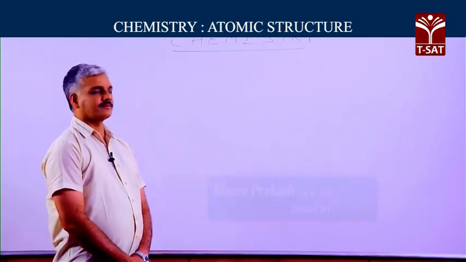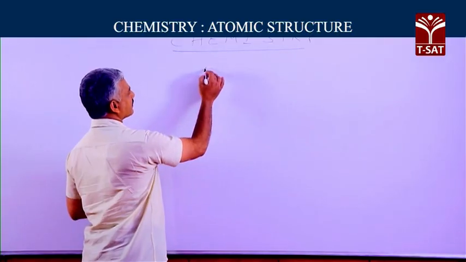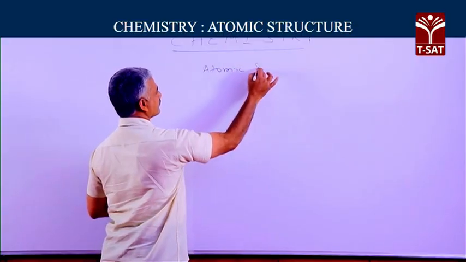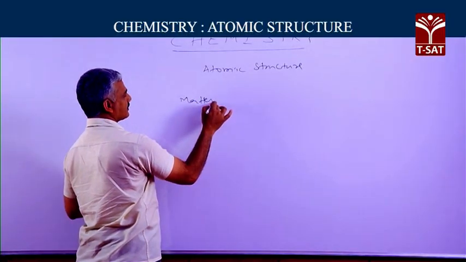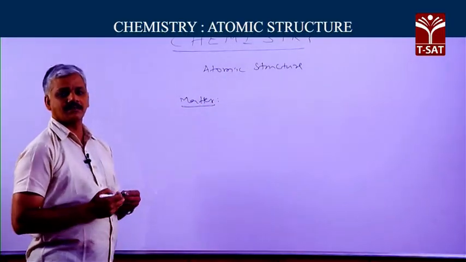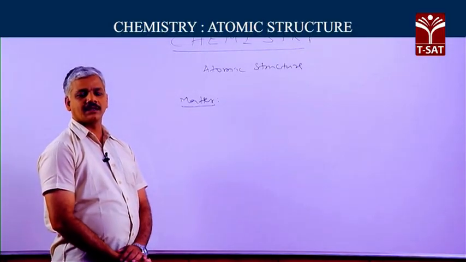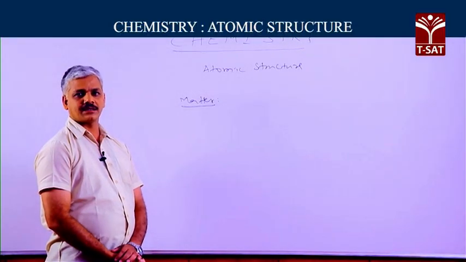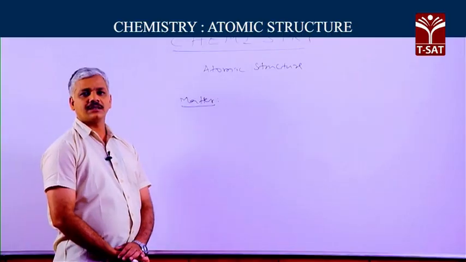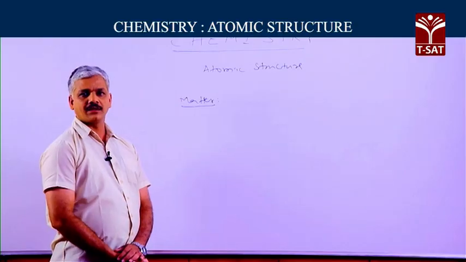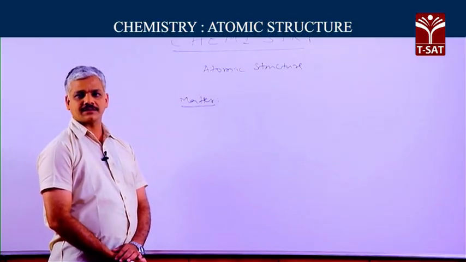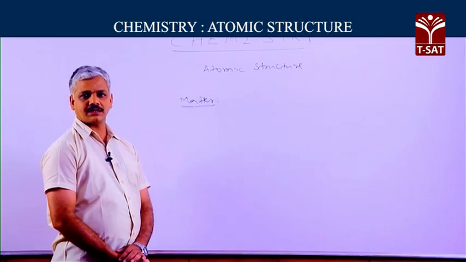Atomic structure begins with the basic question, matter. What is meant by matter? Anything that occupies space and has got mass can be called as matter. For this matter, anything can be taken as an example. Say, myself is an example for matter. You for yourself are an example for matter, because both of us occupy some space and we are associated with weight.